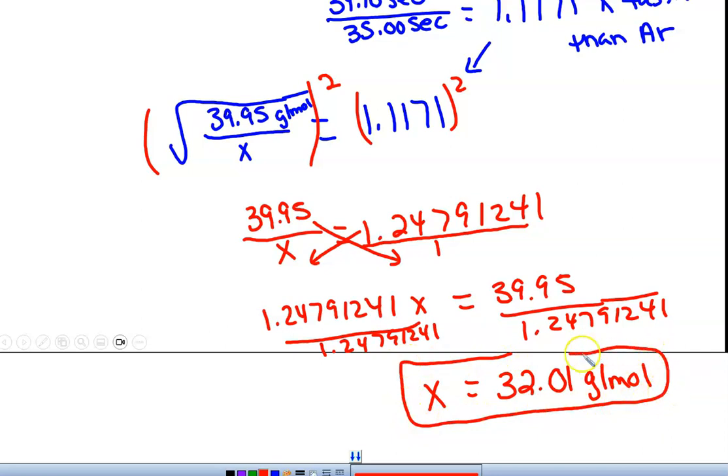And I could always check myself, right? I can put it back in and see if it equals that. Very checkable. Which element would this be? Well, if it was a pure element, this would probably be oxygen. Oxygen gas because it's diatomic, right? So, all right, that is our last example for Graham's law.